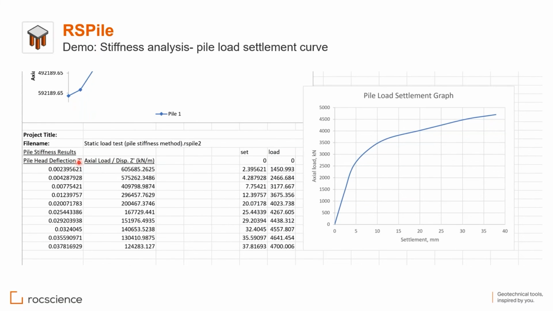So Z prime is for axial analysis. And you have the stiffness, axial load divided by displacement. If you multiply the deflection by the axial stiffness, you will get the load, this one. And I multiply the deflection, it is settlement, in fact, this one. So I multiply the settlement by 1,000, I get millimeters. And I add 2 zeros at the top, I get the load settlement curve.